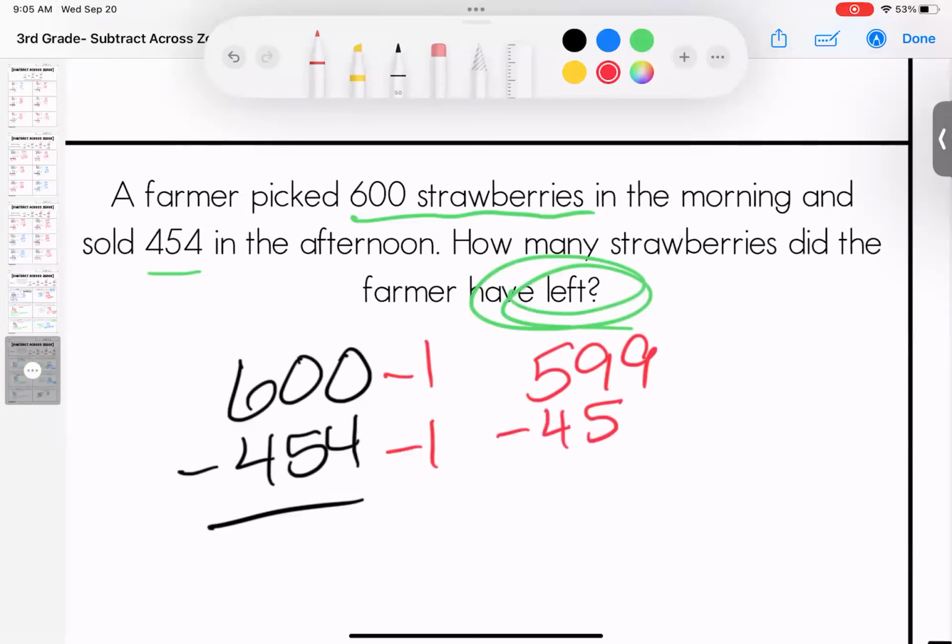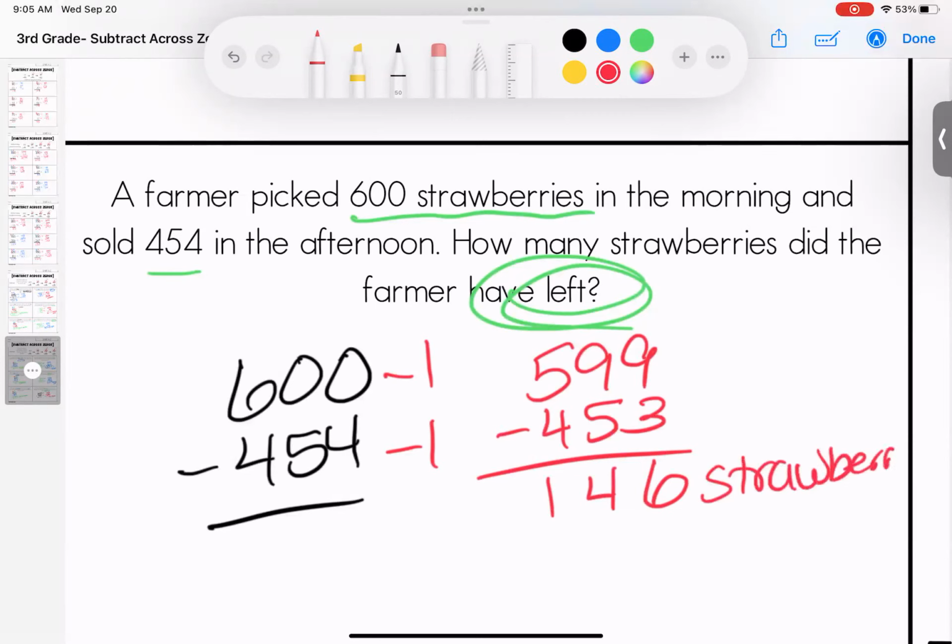If we do our distance dance, 9 minus 3 is 6. 9 minus 5 is 4. 5 minus 4 is 1. We have 146 strawberries left.